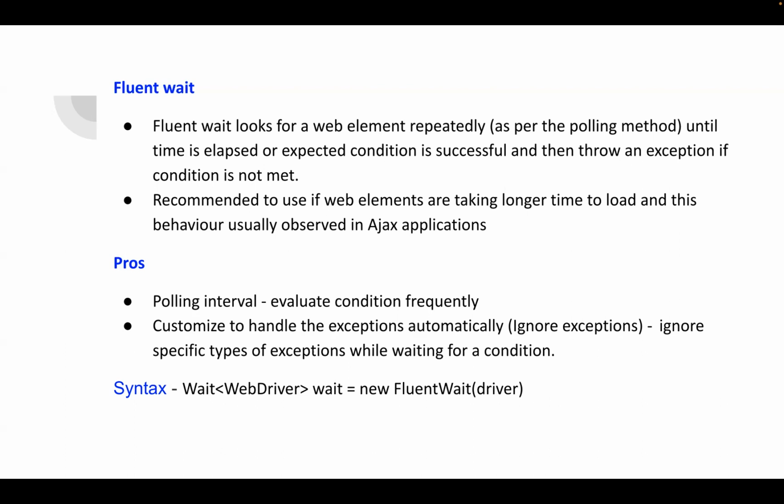Let's say, for example, I mention 10 seconds as my wait time for the Fluent wait and the polling interval as 200 milliseconds, right? After 1 second, if I encounter an issue like element not enabled or any kind of element exception, this is going to ignore that exception and will wait until 10 seconds, which means the time is elapsed, and then it will throw an exception. This is one advantage of the Fluent wait.